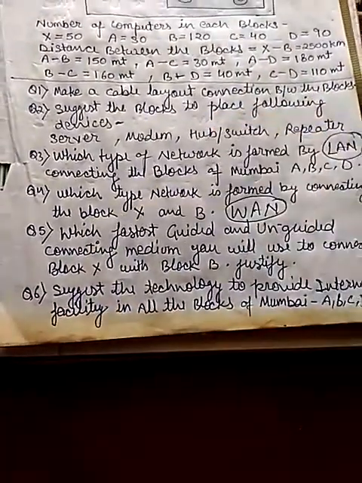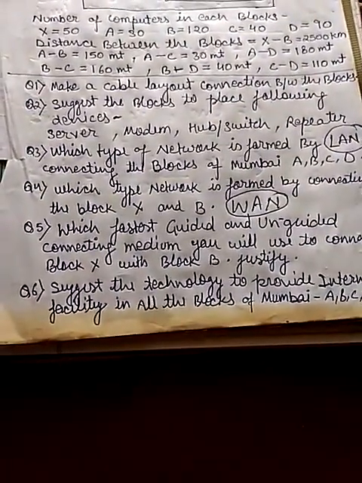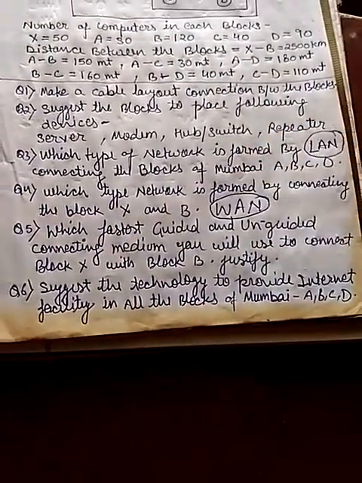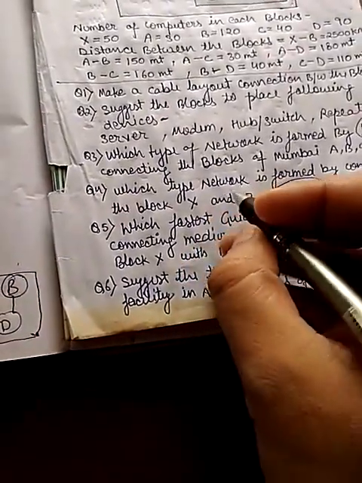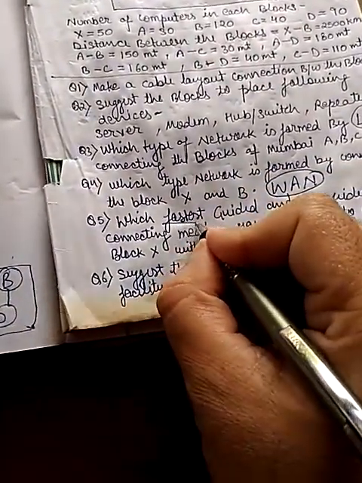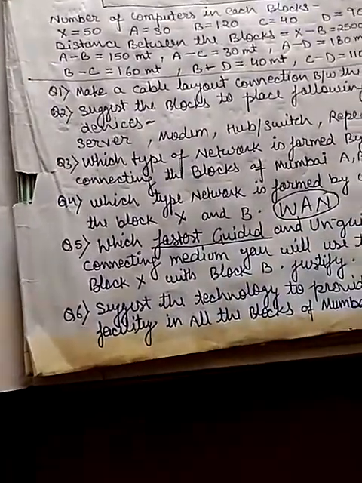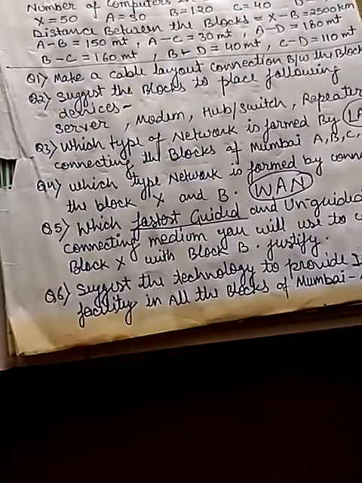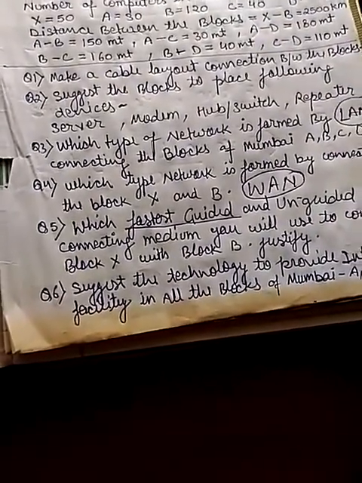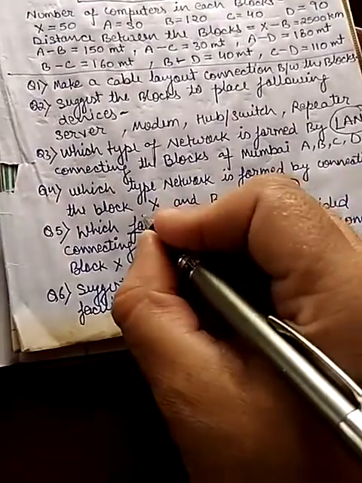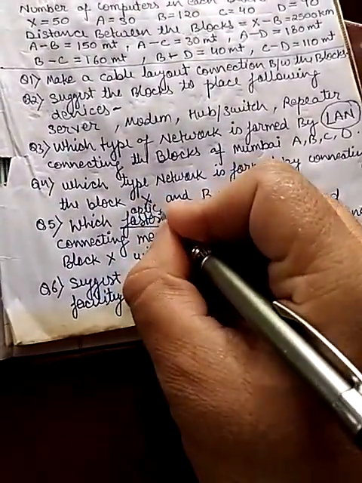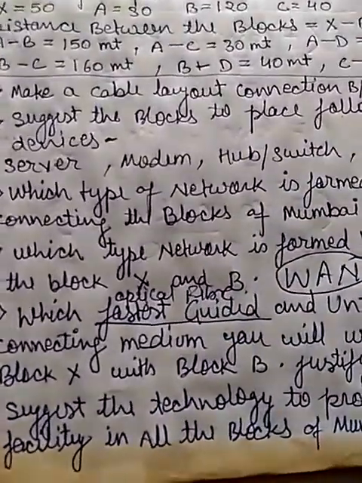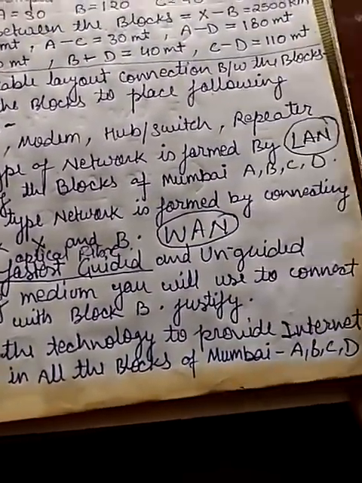Now, which fastest guided and unguided medium will you use to connect block X and B? First the guided medium, because we want to transmit the data at a high speed in a wide area network. So the fastest guided medium is optical fiber. So we will use optical fiber as the fastest medium.